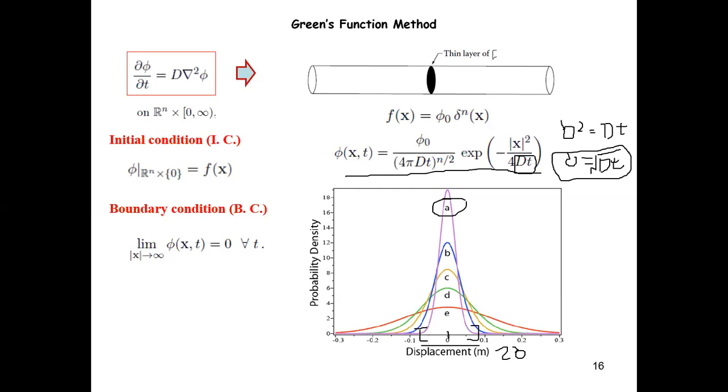Does the square root of Dt look familiar? Yes, yes. This is what we typically call diffusion distance, right? This is the distance a diffusing particle travels on average, with diffusivity D over time t. Does that make sense to everyone?